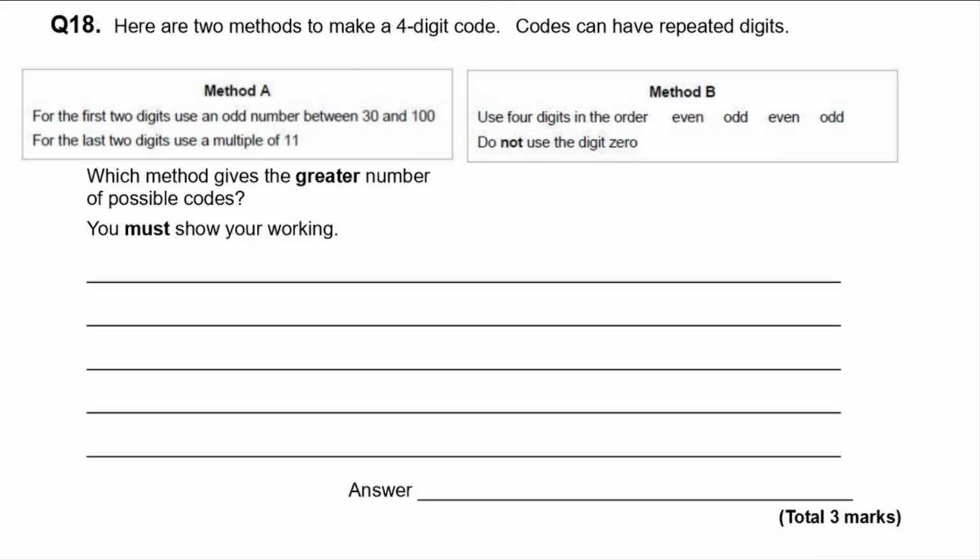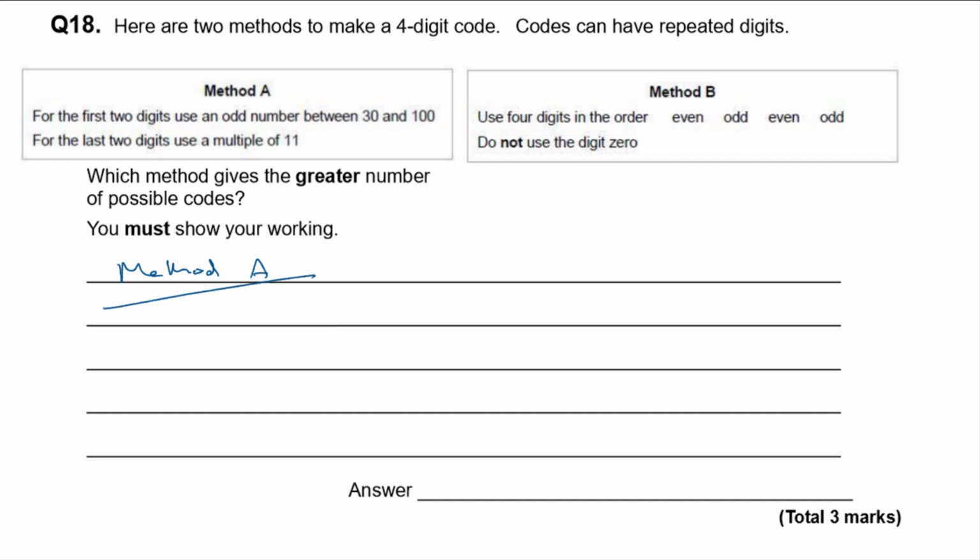Question 18. Here are 2 methods to make a 4-digit code. Codes can have repeated digits. So method A, for the first 2 digits, use an odd number between 30 and 100, and for the last 2 digits, use a multiple of 11. And for method B, use 4 digits in the order even, odd, even, odd. Do not use the digit 0. Which method gives the greater number of possible codes? You must show your working. All right, so basically we need to work out method A selections and method B selections.